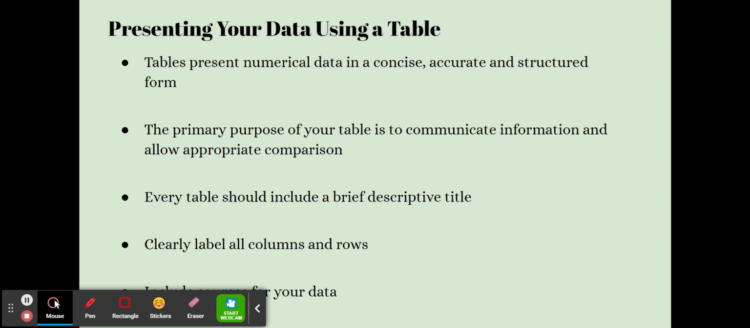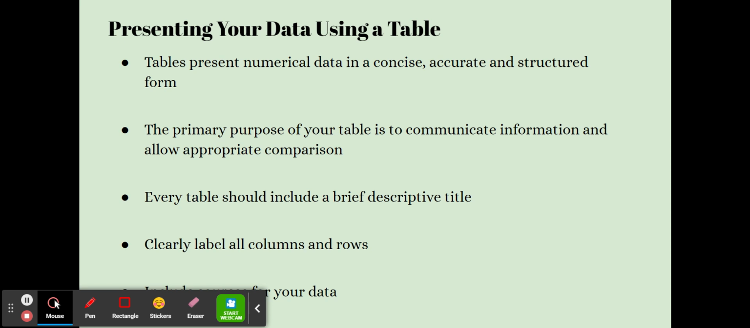So, how do we present using a table? So, tables are going to look at numerical data in concise and accurate form. It's a really quick glance at just a whole bunch of numbers. The purpose of the table is to communicate information and allow you to make a comparison.